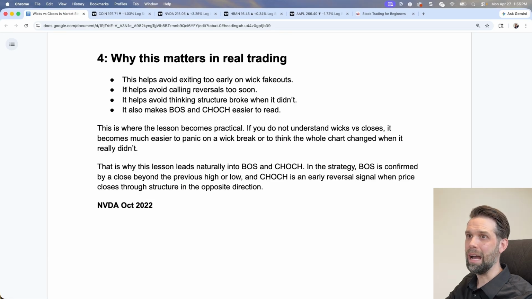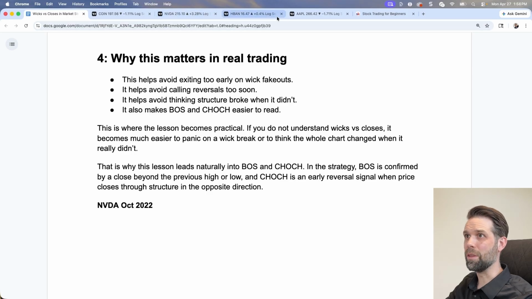It can help also avoid calling reversals too soon. So if we understand how to read this part of market structure and apply this rule, then when we do have a change of character or what looks like a trend change, if we can understand the relationship between the candle closes and prior wicks, we're going to potentially avoid getting faked out by things that are just wicks, liquidity grabs, and so on. We're going to avoid calling a reversal that is potentially not one, depending on where the candles close. And it just helps us identify those breaks of structures and those changes of character much easier.